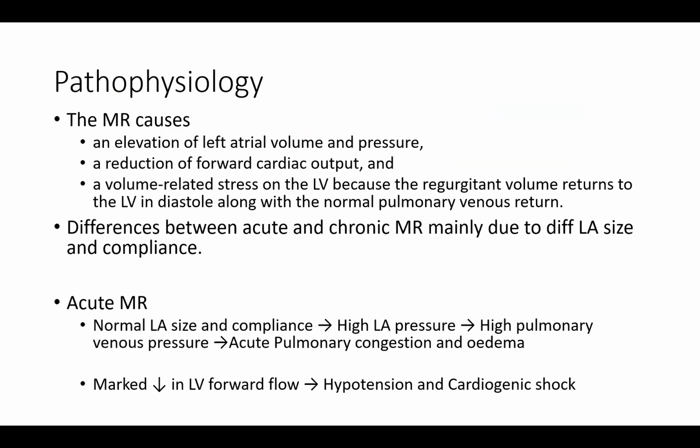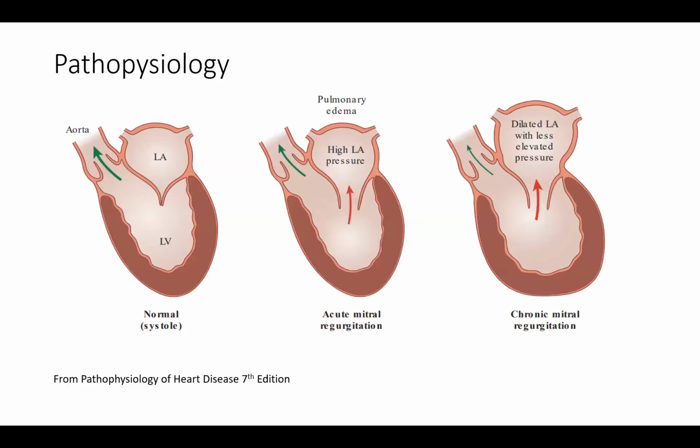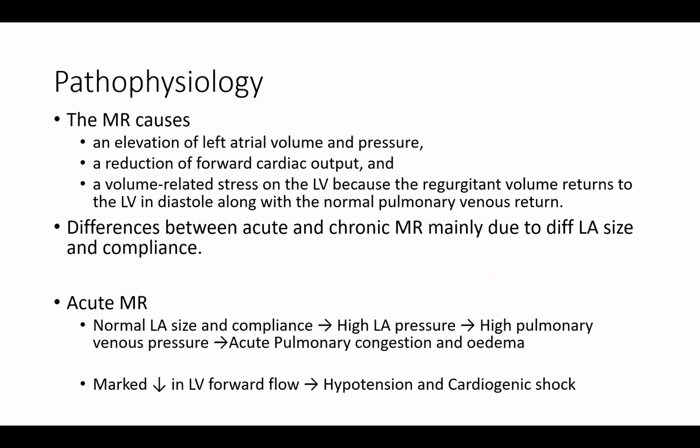But in general, what mitral regurgitation will cause is an elevation of left atrial pressure and volume, like we mentioned, reduction in forward cardiac output, like our picture here on the far right with the smaller arrow for aortic flow, and volume-related stress on the left ventricle, because the regurgitant volume that goes into the LA comes back into the LV together with the new venous return. So the volume is particularly large.